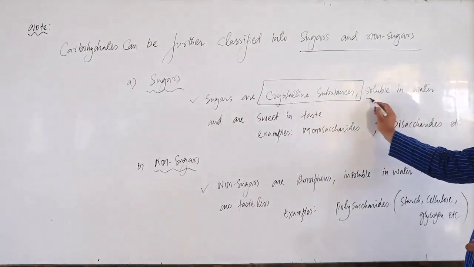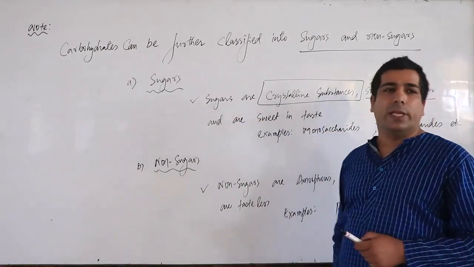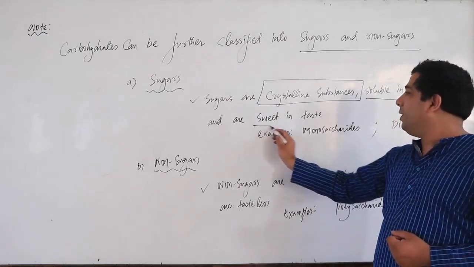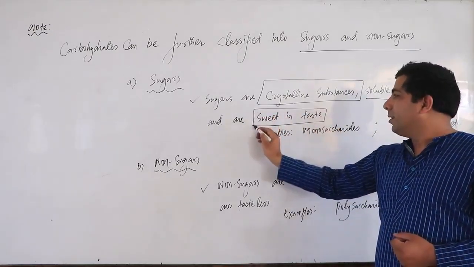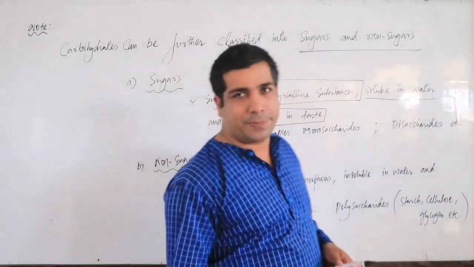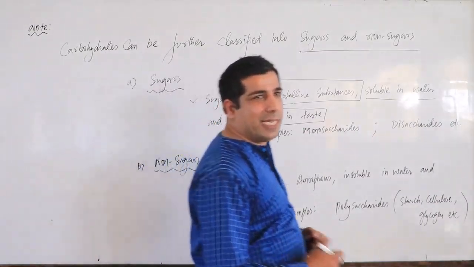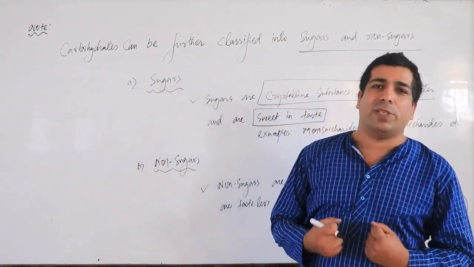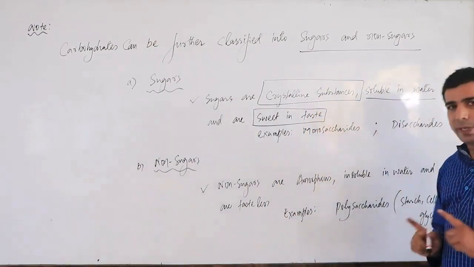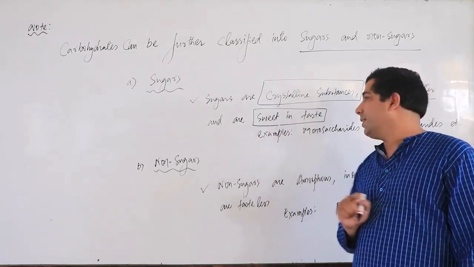Second point, they are soluble in water. That means the sugars are soluble in water. They dissolve in water and are sweet in taste. Yummy, yummy, sweet in taste. So we call them sugars. So my dear friends, sugars are crystalline substances. That means they have a well-defined arrangement of molecules in their structures. Second thing, they are soluble in water. And the third point is they are sweet in taste.